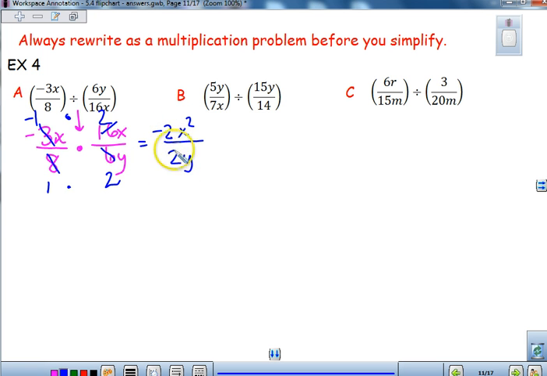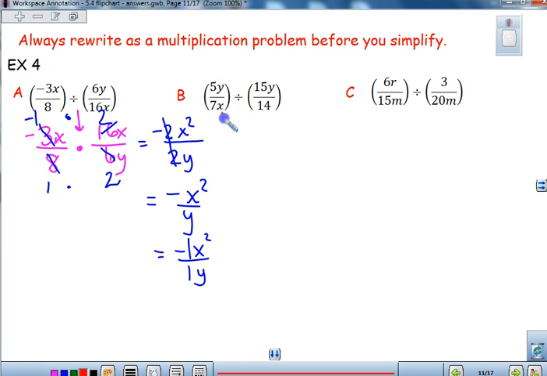Oh, can I simplify one more time? I can. So my final answer is actually going to be, and you can either just write negative x squared over y, or you can write it as negative 1x squared over 1y. Again, remember, it's always understood in algebra that the 1 is in front of that if it's not written.